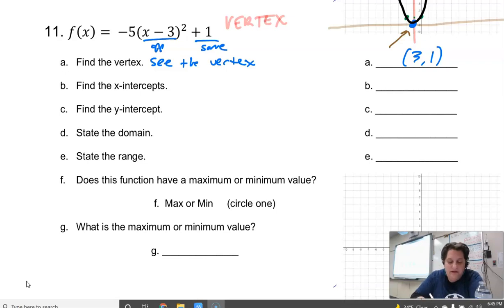Now this one's a little more difficult when we're finding x-intercepts. It's slightly more difficult. Remember, we're going to set it equal to 0 and try to solve it. And the way we solve these is with square roots. Okay, so let's go ahead and take this equation up here.